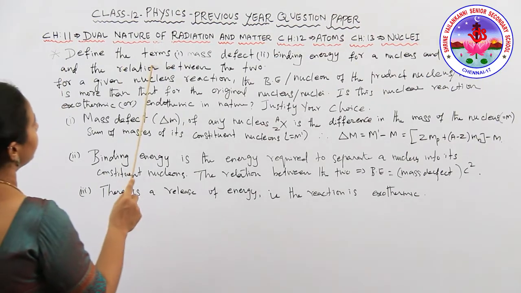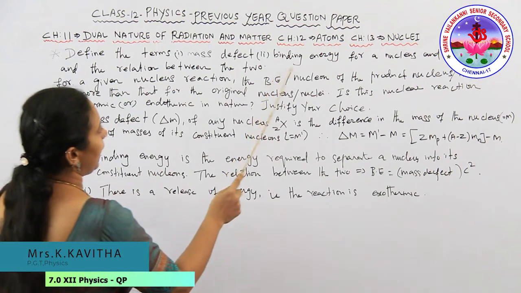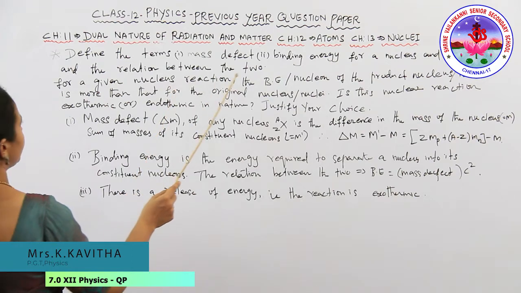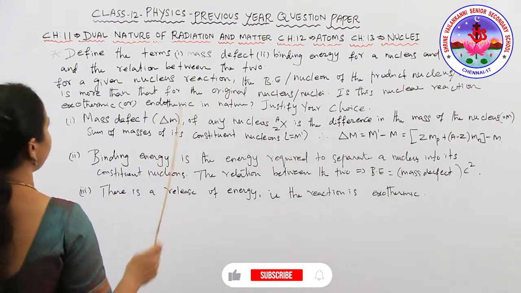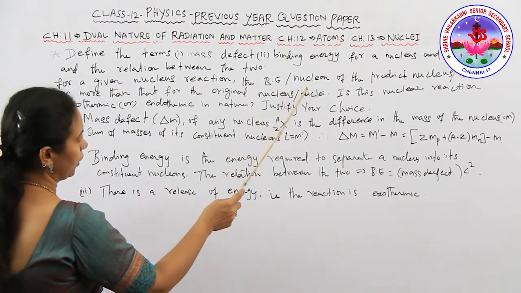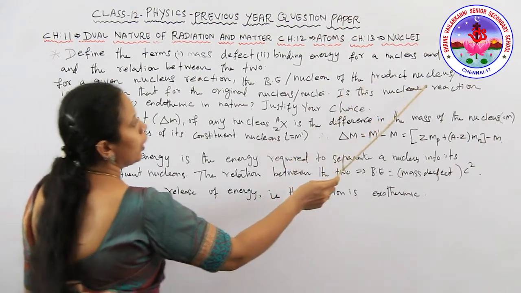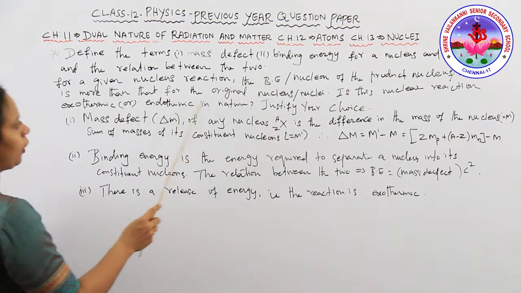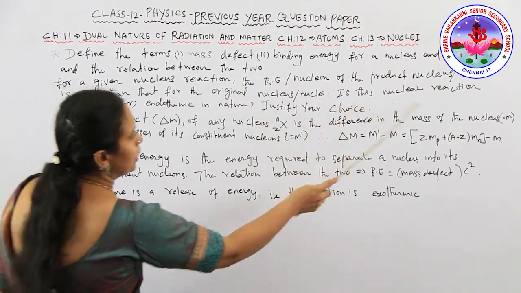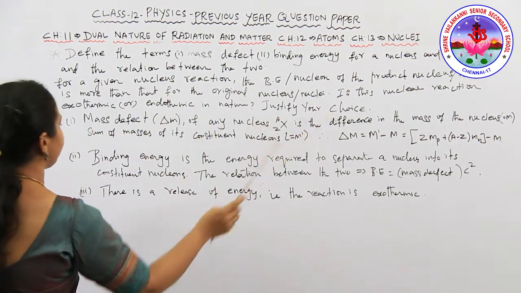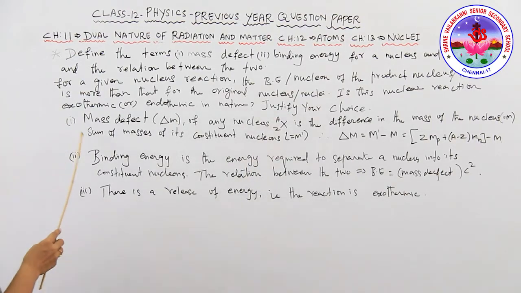The question is, define the terms mass defect and binding energy for a nucleus, and the relation between the two. That means the relation between the mass defect and the binding energy. For a given nuclear reaction, the binding energy per nucleon of the product nucleus or nuclei is more than that for the original nucleus. So, is this nuclear reaction exothermic or endothermic in nature? We have to justify the answer. First, the definitions of mass defect and binding energy.